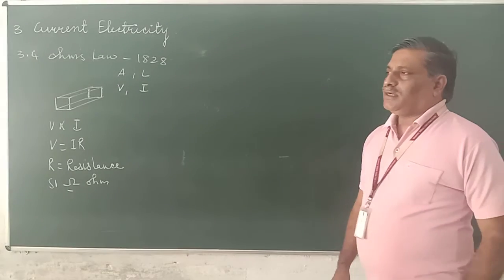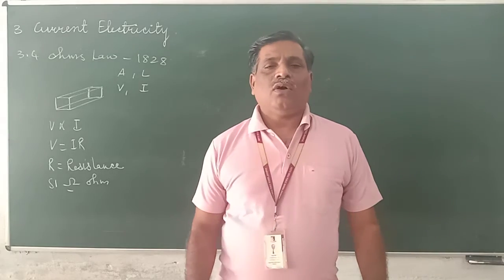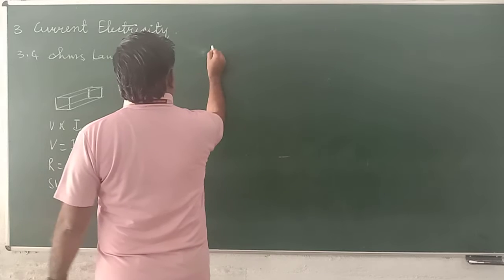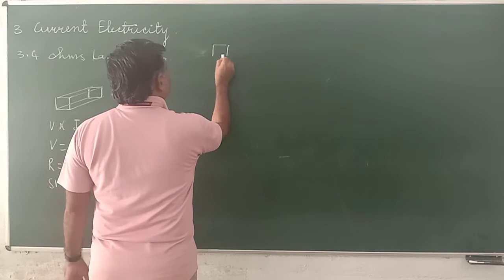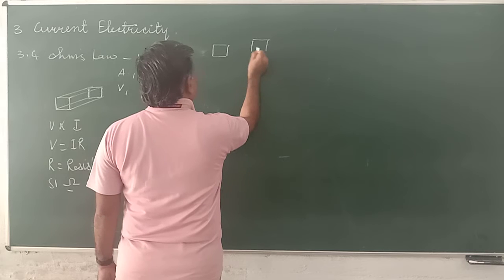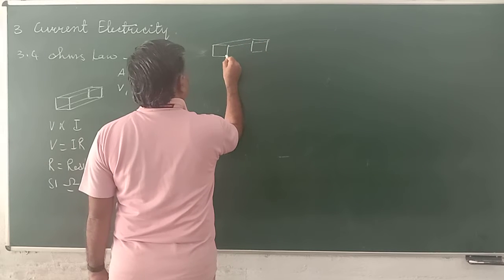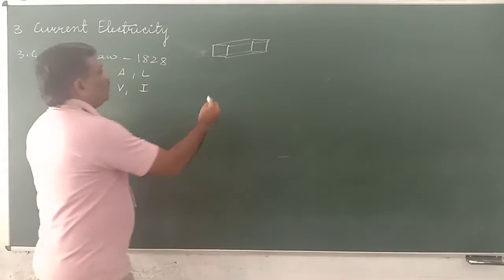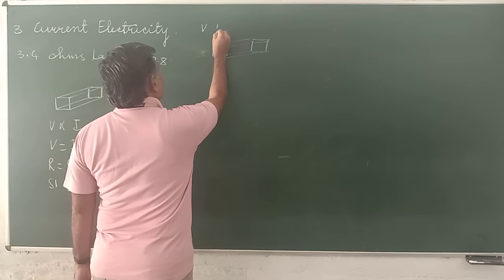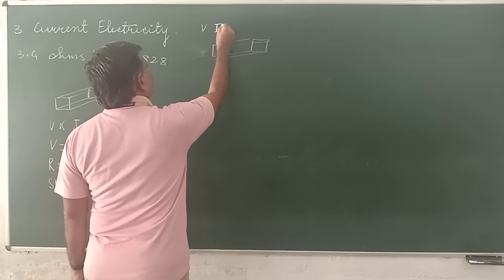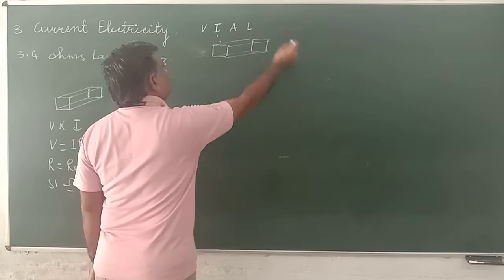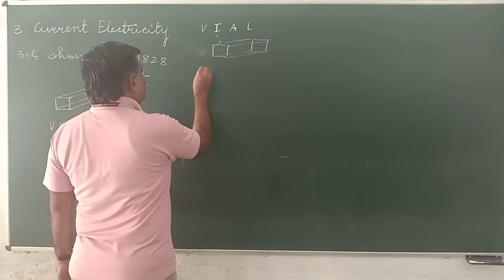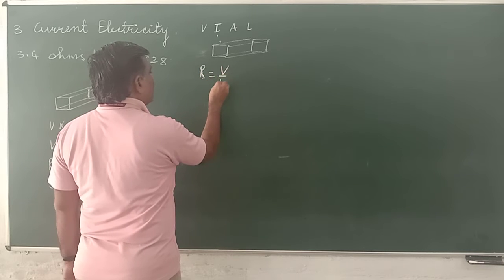Let us determine the dependence of R on physical dimensions. For that, we consider one conductor. I is the current, V is the potential drop, A is the area, L is the length. Here R is equal to V by I.